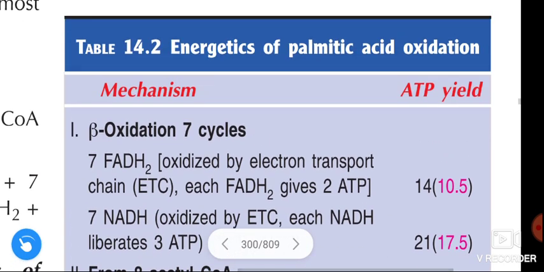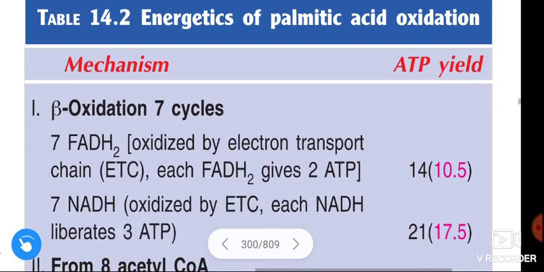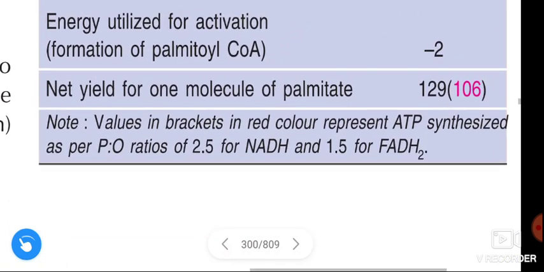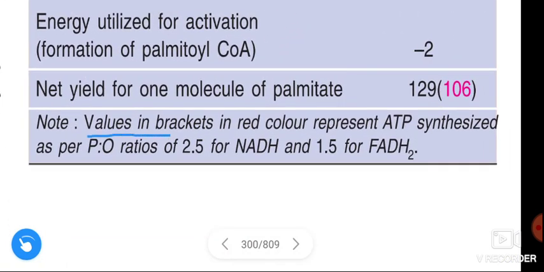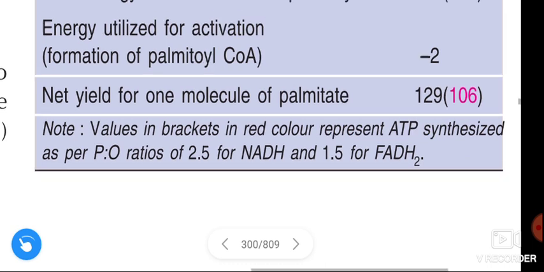See once again for more clarity. The values in brackets in red color represent ATP synthesized as per the P to O, phosphate to oxygen ratio: 2.5 for NADH, 1.5 ATP for FADH2. I think it is clear.